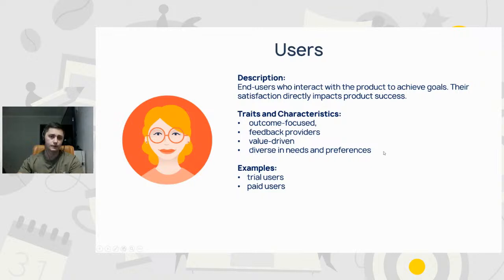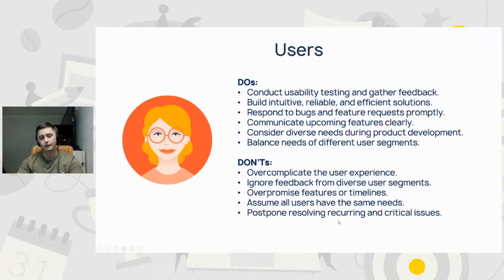And of course, it's necessary to mention that users may have different needs and preferences. So it's very good to have some sort of segmentation of users. And based on this segmentation, you can further understand what jobs they want to accomplish and what needs they have within your product. Talking about examples, it can be trial users, paid users. Anyway, you can also add an ABCDX segmentation for users. And depending on this, you can classify the users of your product.